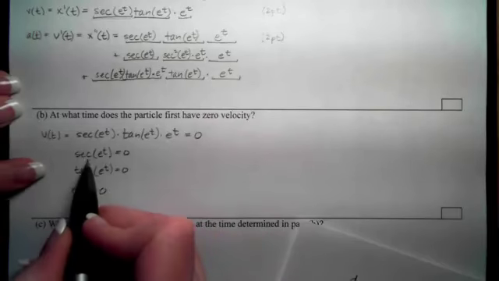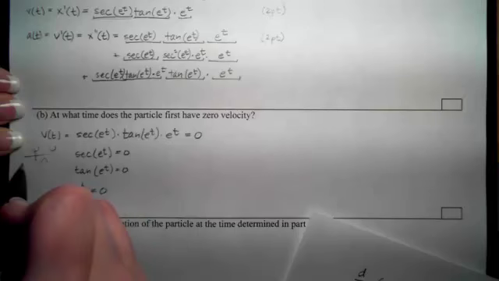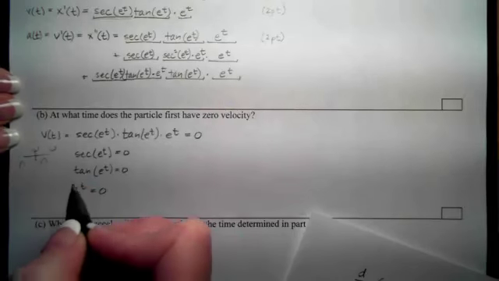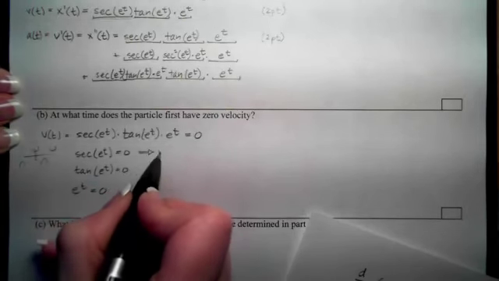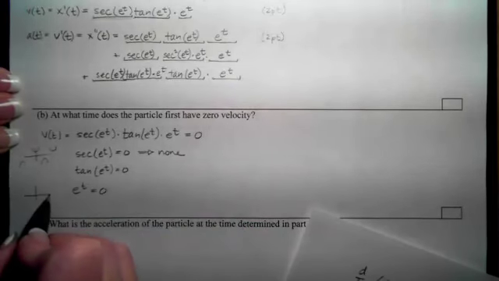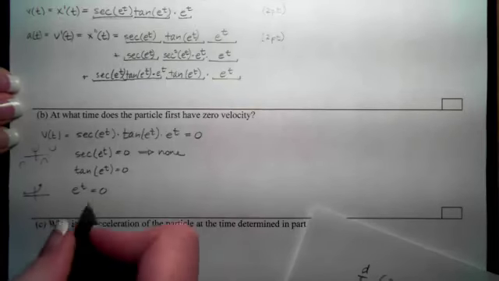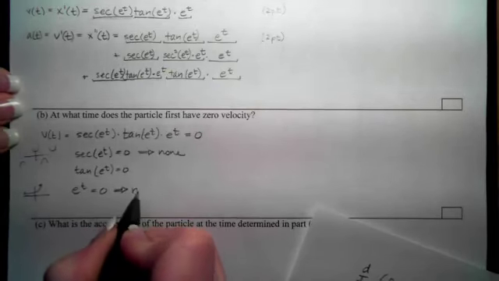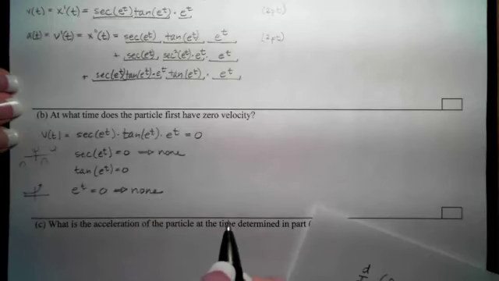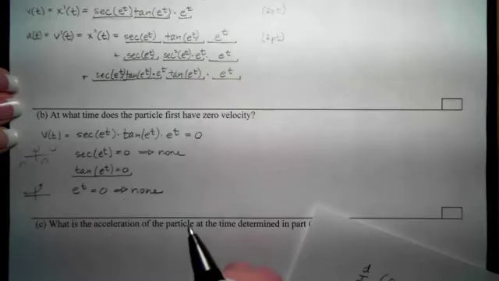So hopefully you remember that secant looks something like this, and it never crosses the x-axis. So this will give us no zeros. E to the t, hopefully you remember, it looks like this. It also never crosses the x-axis. So this too will give us no zeros. So that means my only option available is this one.